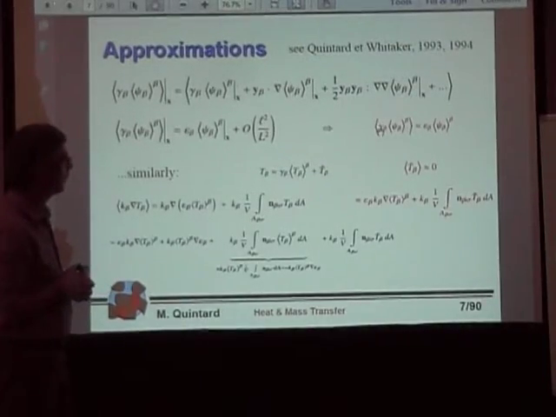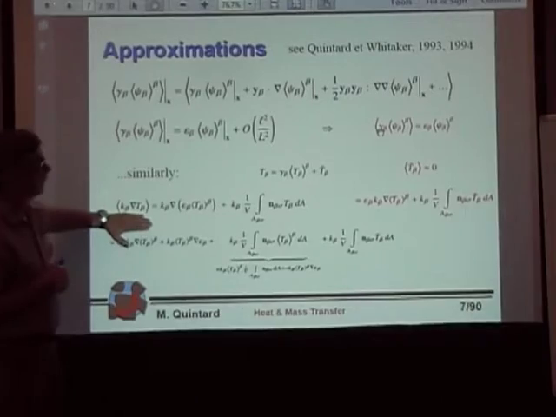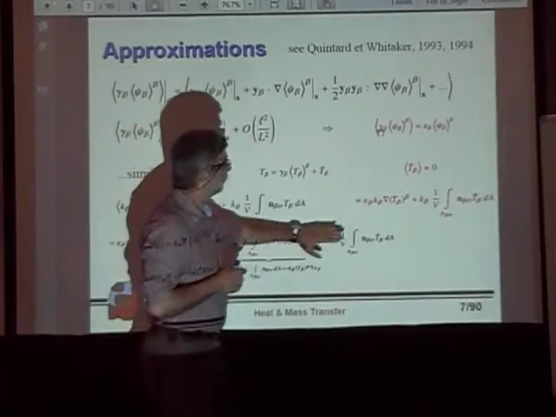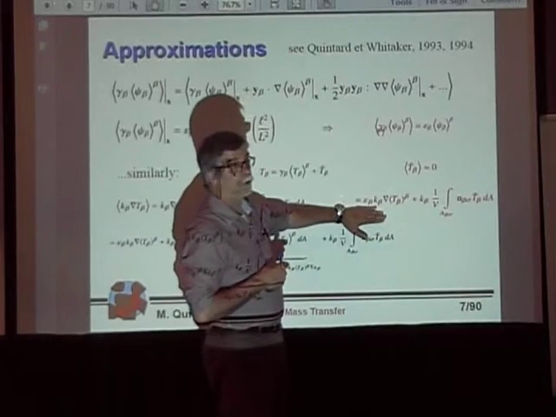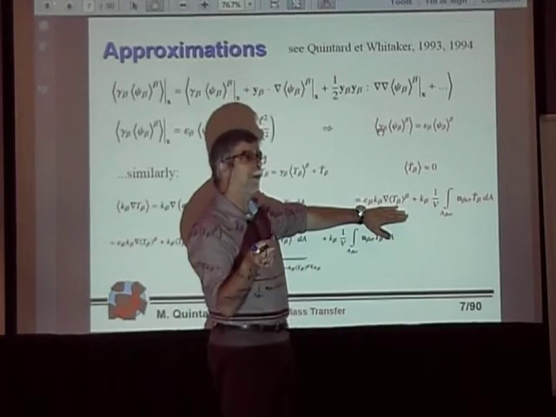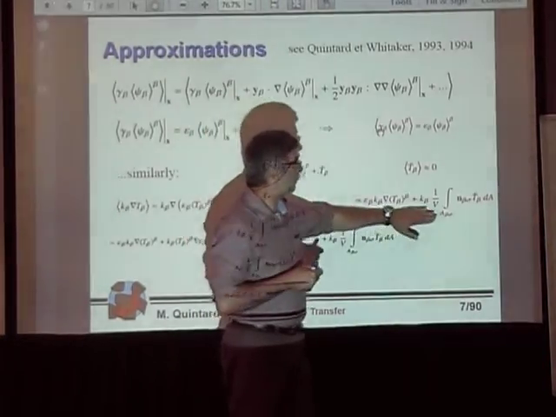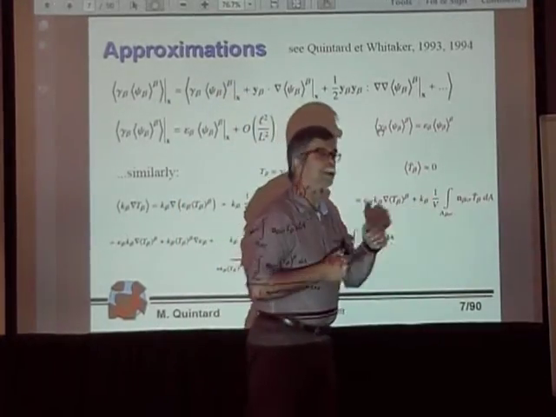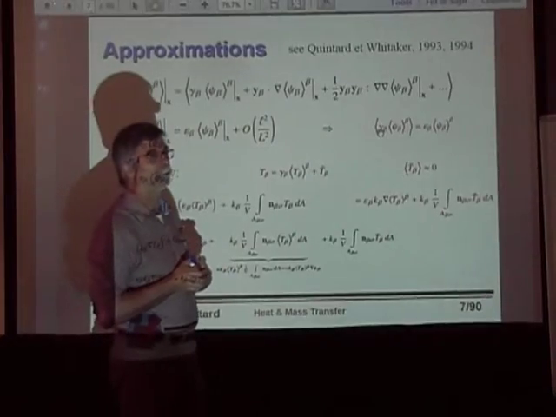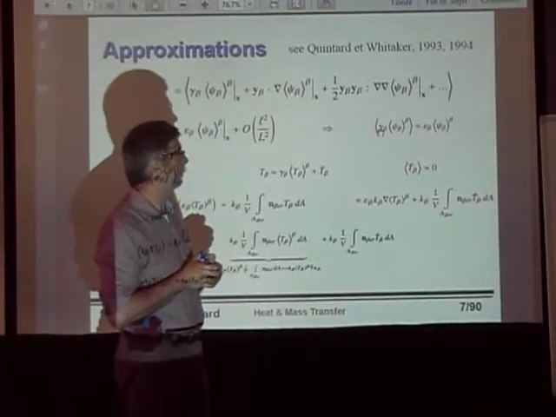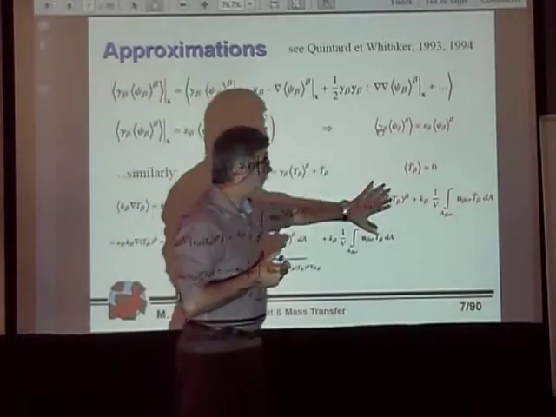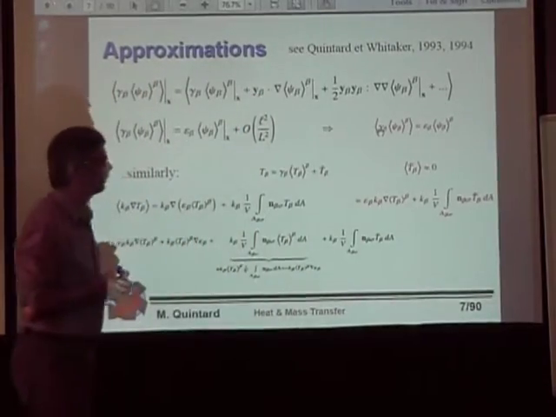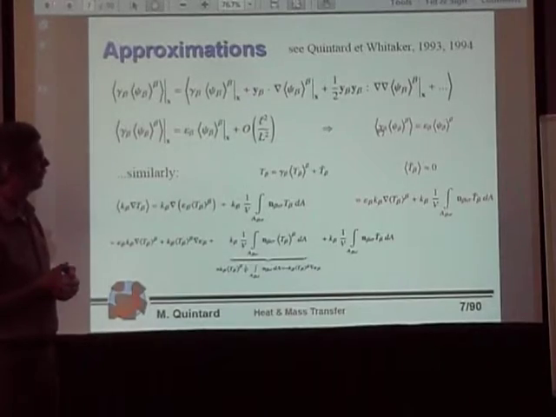So there is something very important. Each time I have the average of a gradient, actually I can have the volume fraction of the phase times the gradient of the average value, plus an integral that depends on the deviation and not the entire field. This is something very important. Once again, this is an approximation, but a very, very important one.